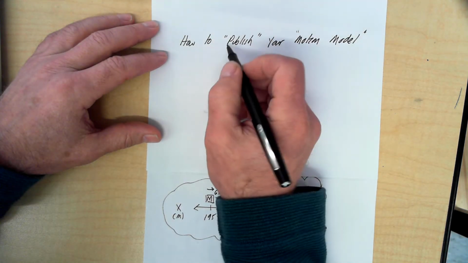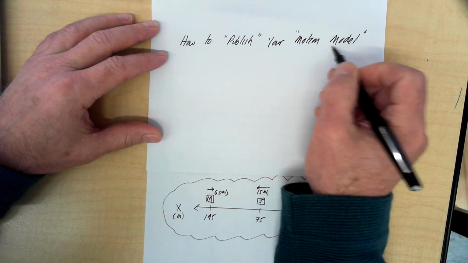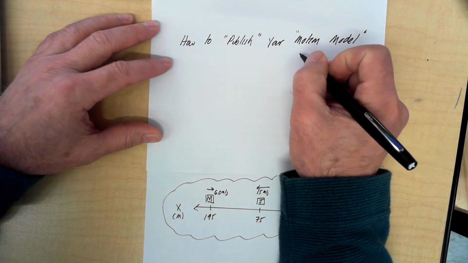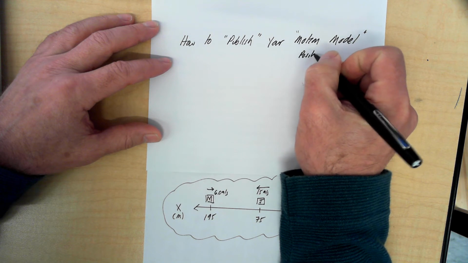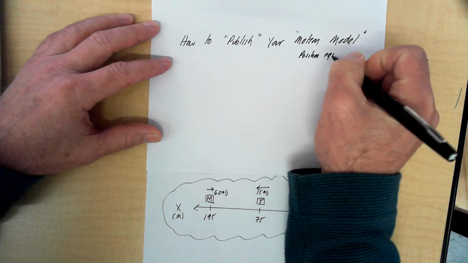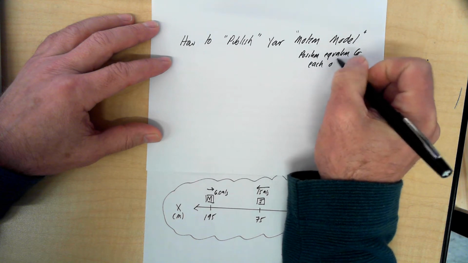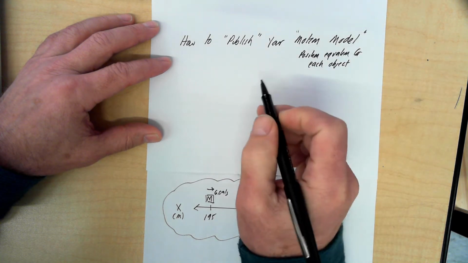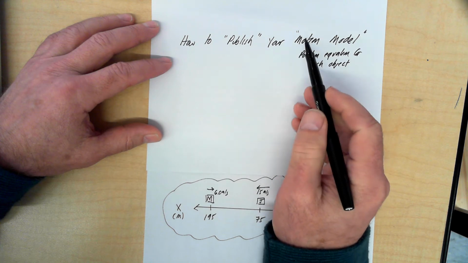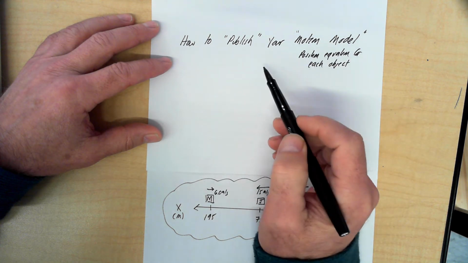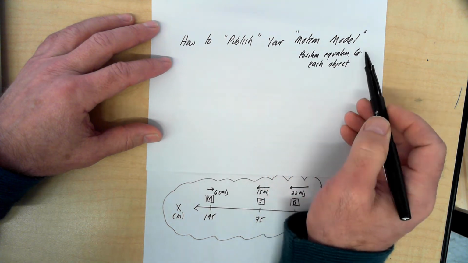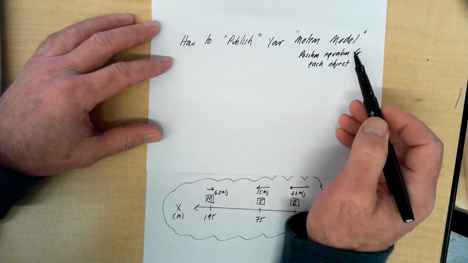Okay, so what do I mean by publish? Well, what do I mean by motion model? Let's talk about that. A motion model is a position equation for each object moving, doing something in your scenario. If you have one object, you'll have one position equation. If you have three objects, you'll have three different equations, etc.